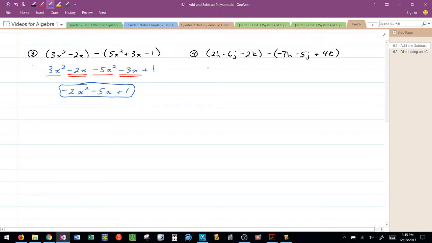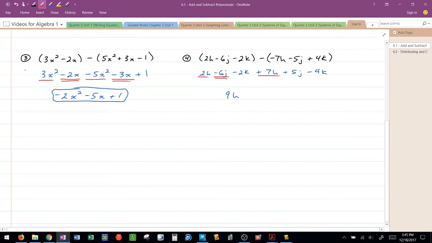Again, it's a subtraction. So I'm going to write down 2h minus 6j minus 2k. And then distribute a -1. So that would be plus 7h plus 5j minus 4k. All right, h's. I've got a 2 and a 7, which would give me 9h.